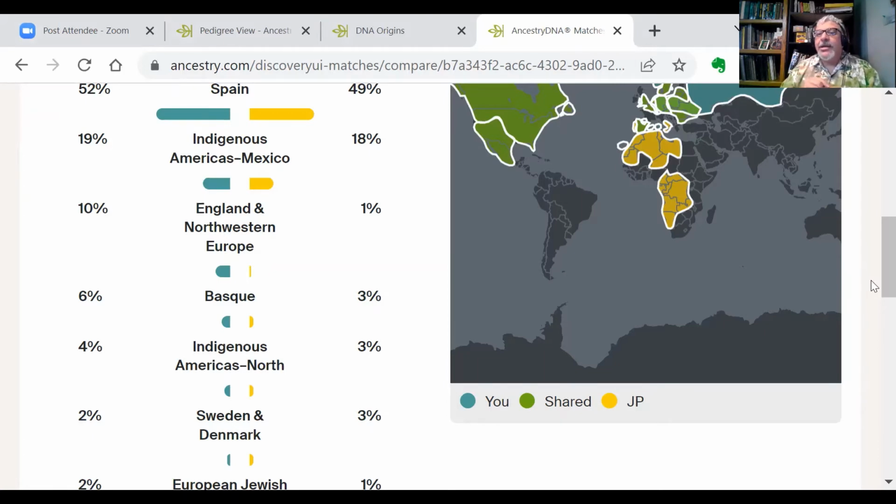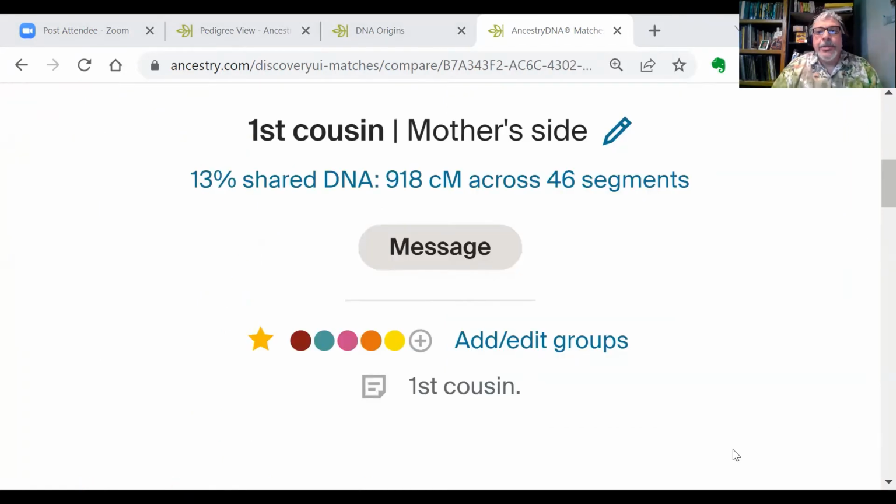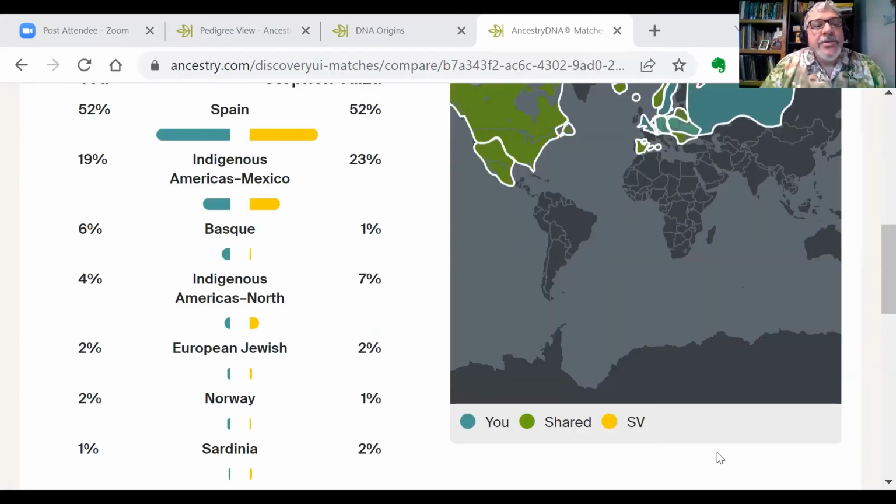So let me go ahead and show you my aunt's younger son. This is my other cousin, 13% shared DNA, 918 centimorgans across 46 segments. Again, first cousin, my aunt's son from a different father. So this is his DNA. The Spanish ancestry is almost exact, 52%. It is exact, in fact.